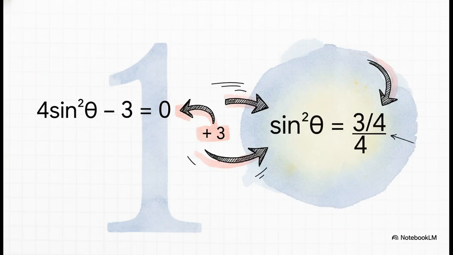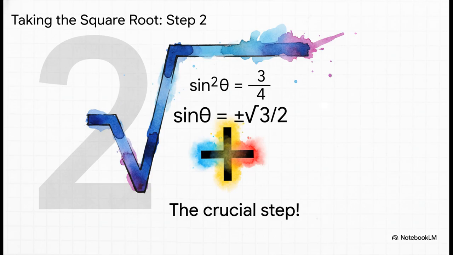So, following our recipe, step 1 is to isolate. We'll add 3 to both sides, and then we'll divide by 4. Simple, clean algebra. And boom, just like that, we have sine squared theta equals 3/4. The squared term is officially all by itself. And now for the big move, step 2. We take the square root of both sides. The square root of sine squared is just sine. The square root of 3/4 is the square root of 3 over 2. And most importantly, we remember to slap that plus or minus symbol right out front.